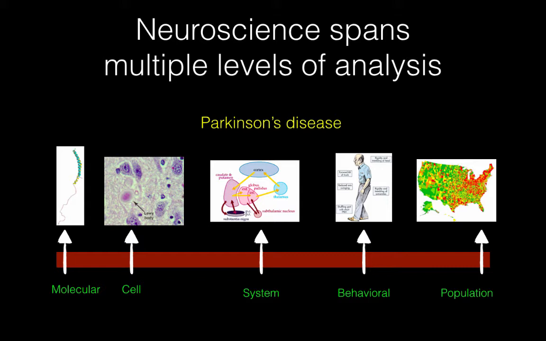Today I will be discussing some major themes related to our first week in Biology 315, General Neurobiology. Neurobiology falls under the umbrella term neuroscience. Neuroscience spans multiple levels of analysis. Let's take an example for Parkinson's disease.